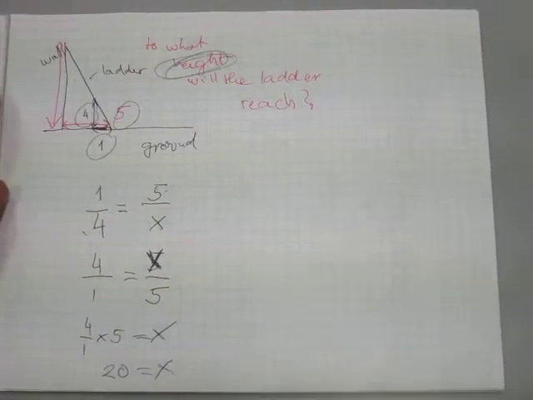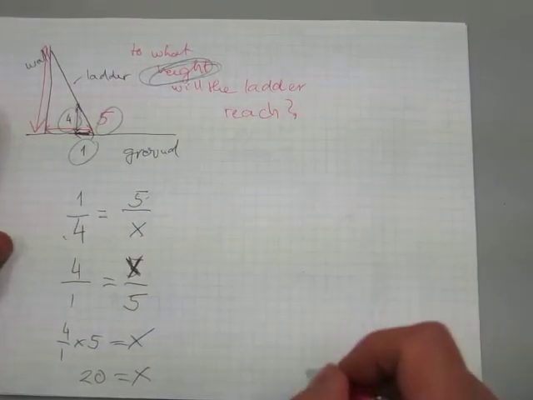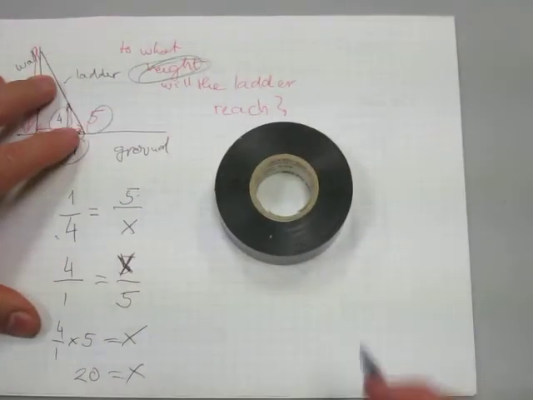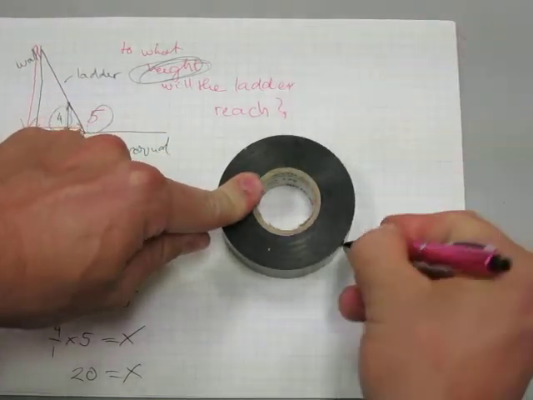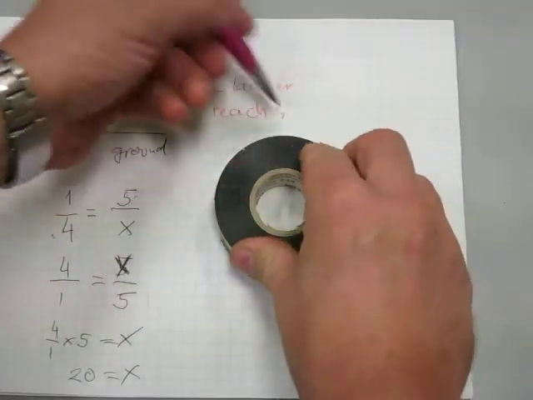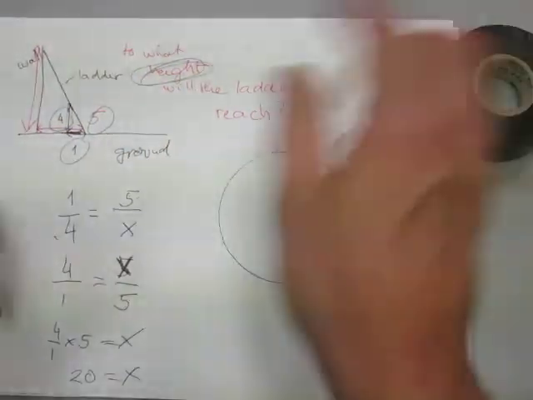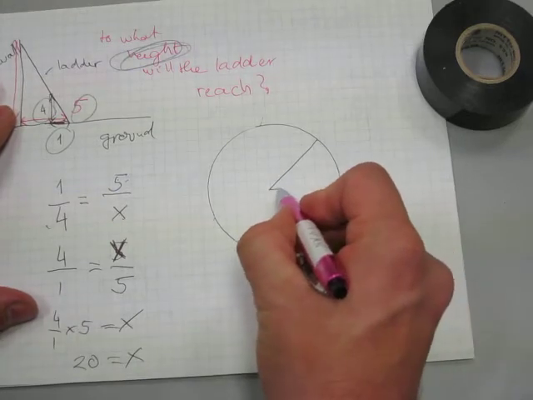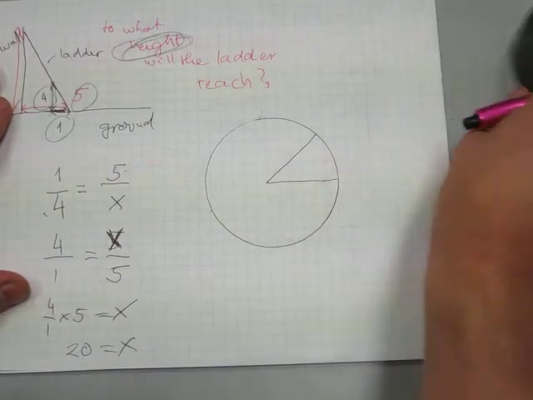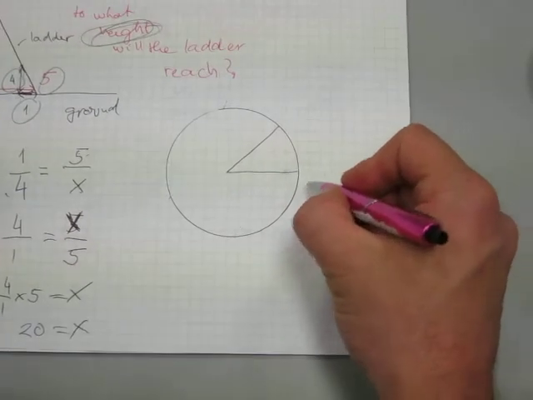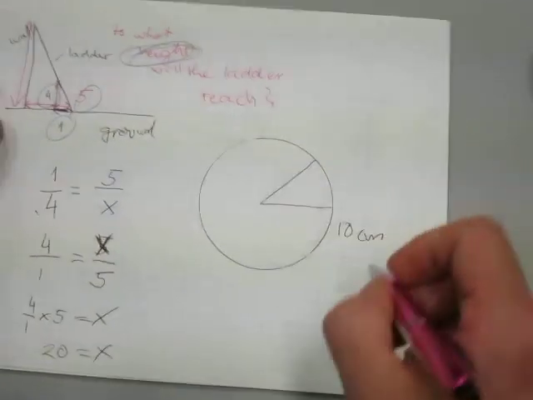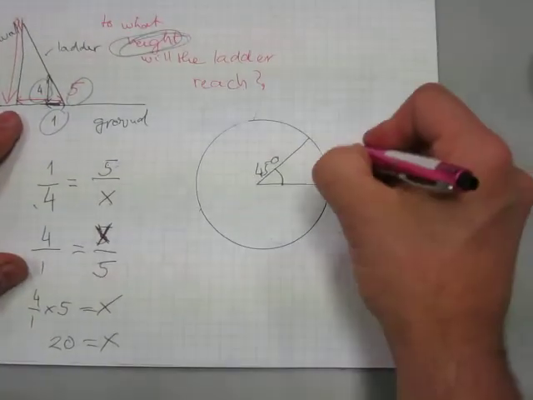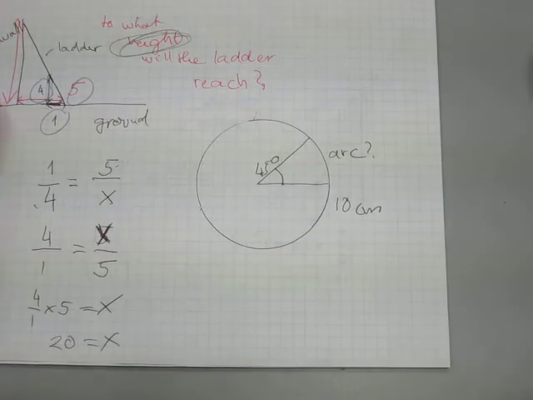Let's do one last one involving a circle. So how about if I grab this circle here, my handy dandy circle, and thereabouts we have ourselves a circle, and we are going to calculate arc length. For example, this circle has a circumference of 10 centimeters, and this one is a 45-degree angle here. The question is, how long is the arc?